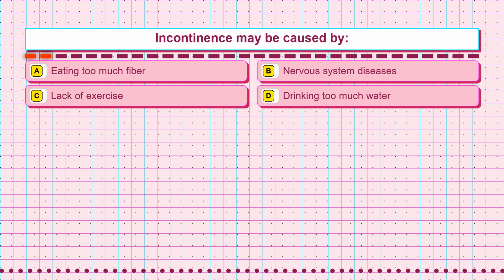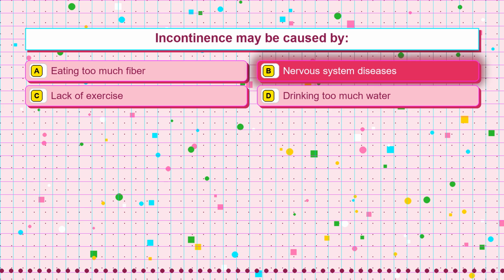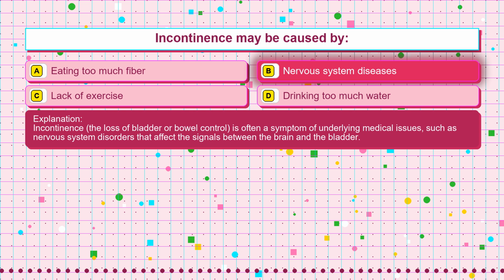Question 42. Incontinence may be caused by option A, eating too much fiber. Option B, nervous system diseases. Option C, lack of exercise. Option D, drinking too much water. The correct answer is option B. Nervous system diseases. Incontinence, the loss of bladder or bowel control, is often a symptom of underlying medical issues, such as nervous system disorders that affect the signals between the brain and the bladder.